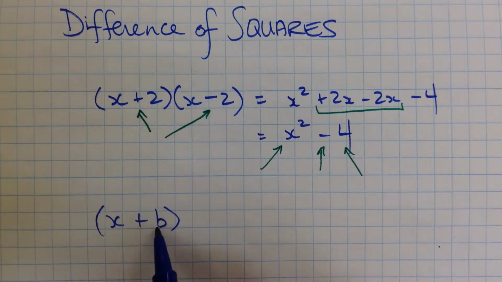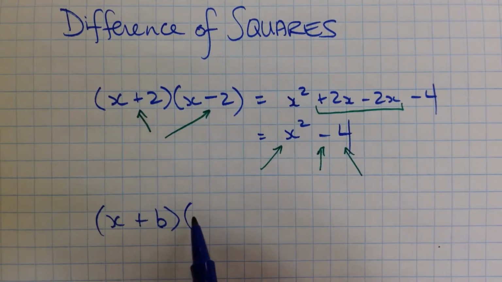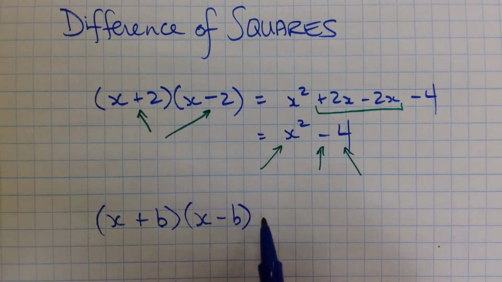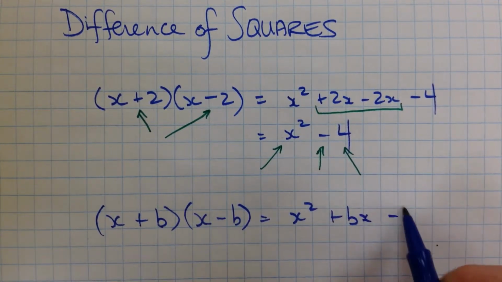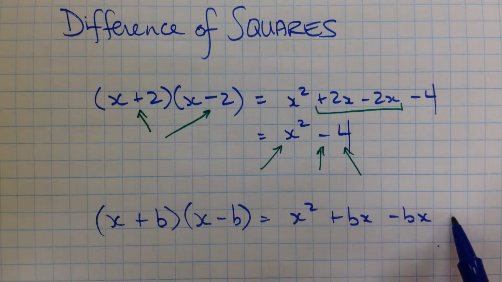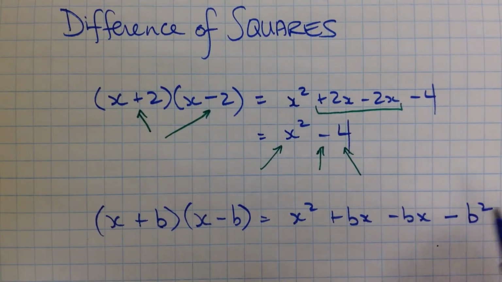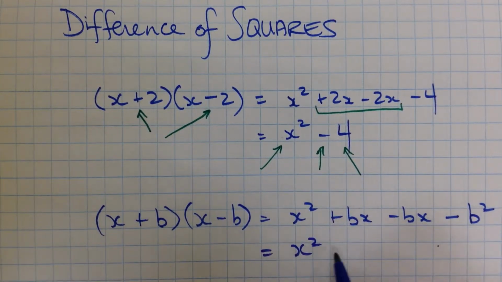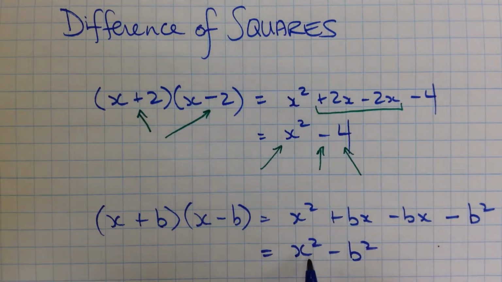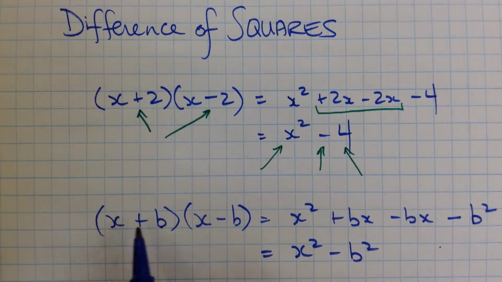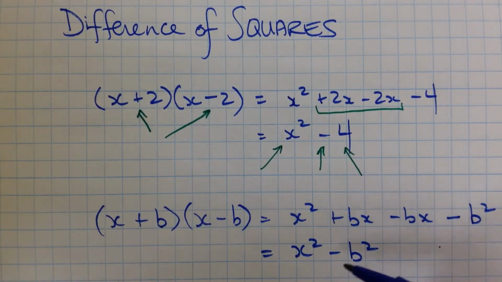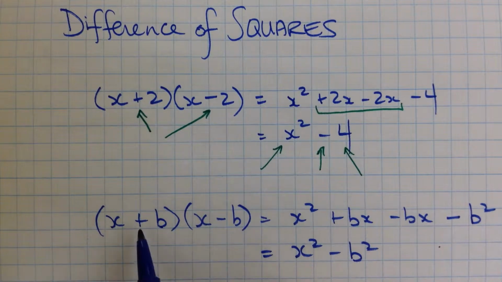I'm going to put the general value b here. X plus b times x minus b is x squared plus bx minus bx, those cancel, minus b squared. So when we clean that up, x squared minus b squared. So if you have x squared minus b squared for any value here or here, it works out like this: x plus b, x minus b. Whatever is being subtracted has you add it here and you subtract it there.